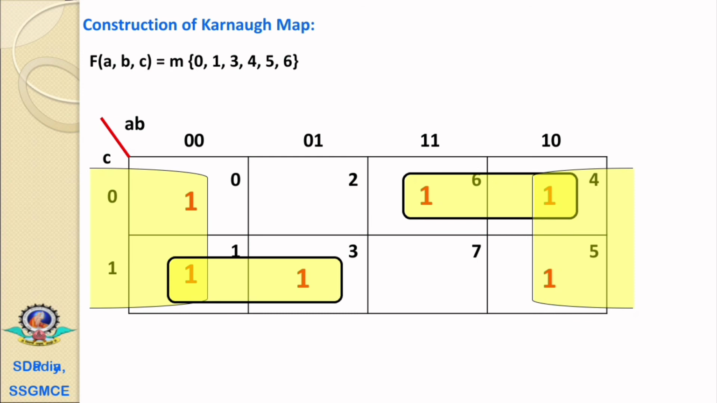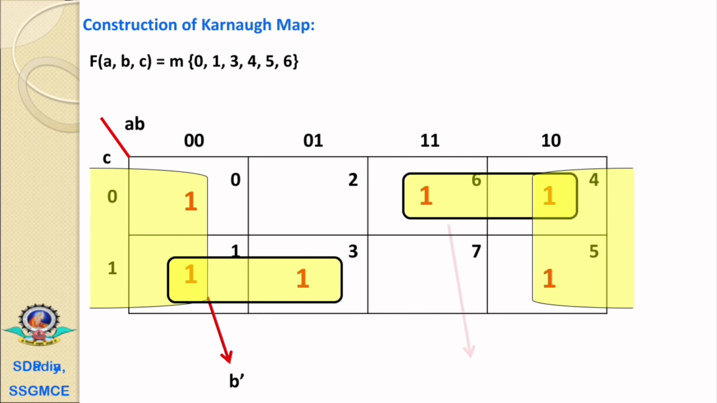Now, the task is to find out the expression. The group of 4 cells belongs to 2 columns and 2 rows. The 2 columns are 0 0 and 1 0. Therefore, A will eliminate. There will be a B dash because it is a 0. And at the row side, it belongs to both rows. Therefore, C will eliminate. Finally, its expression is B dash.